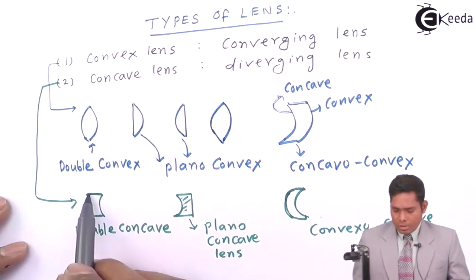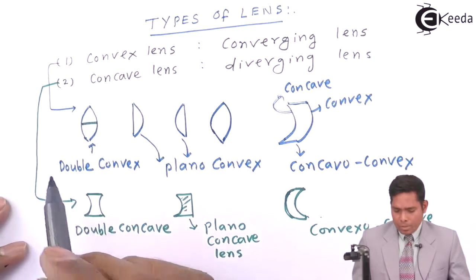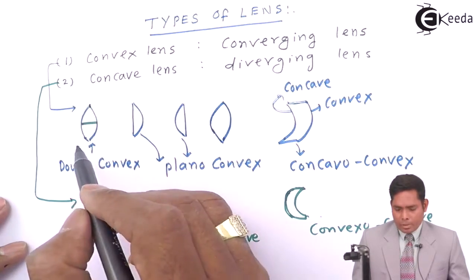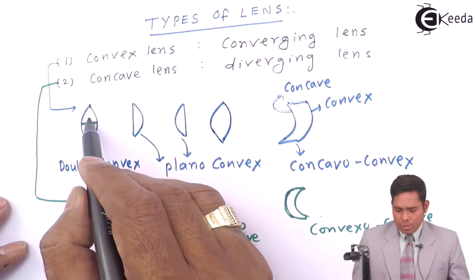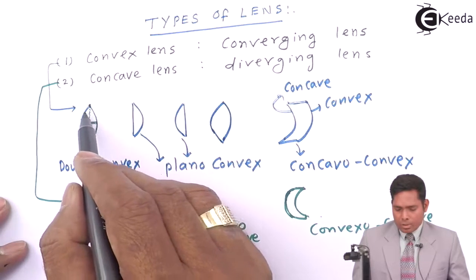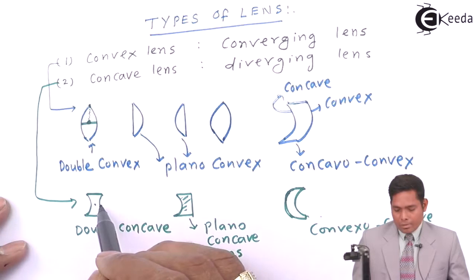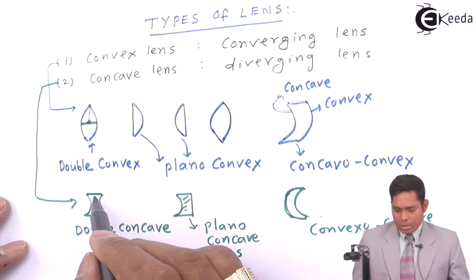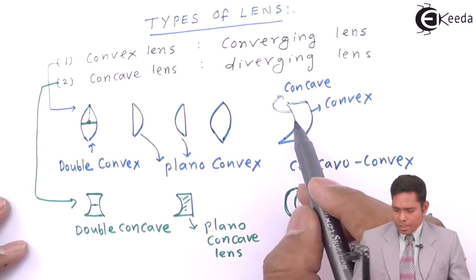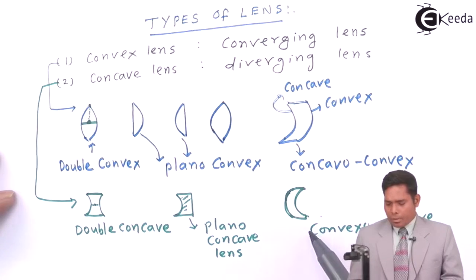You can see here the convex lens is fat over here and very thin at this point. As you move from the pole, the optical center, towards the edge, the thickness will decrease. But it is just the reverse in the case of a concave lens. Here it is thin, and as you move up, the thickness will gradually increase. So I would prefer this diagram for convex, and this diagram for concave. You can just reverse the diagram.